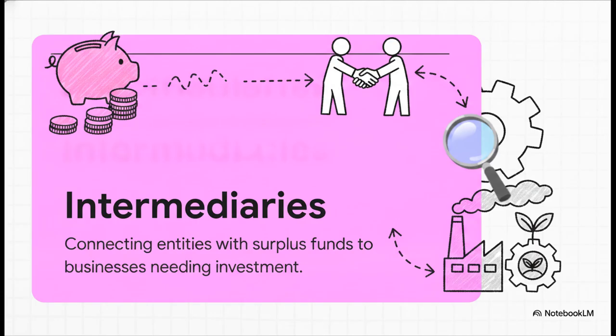The second function is maturity transformation. Savers generally want to deposit their money short-term, right? They want access to it tomorrow if they need it. But businesses, they need 20-year loans to go build factories. Intermediaries bridge that massive gap, magically transforming short-term deposits into long-term funding.